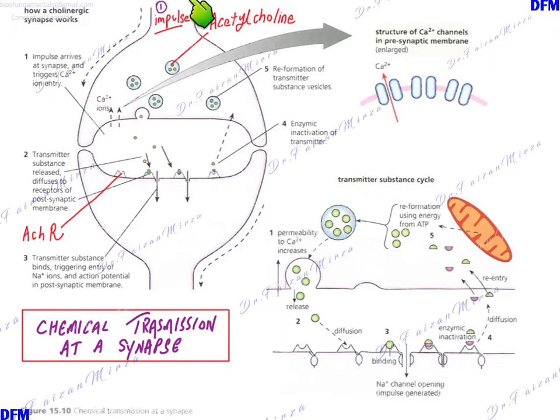Let's suppose this impulse arrives here. When the impulse arrives, the cell gets depolarized because of the entry of sodium. The entry of sodium then triggers the opening of these voltage-gated calcium channels. These allow calcium ions to enter. The entry of calcium ions then triggers the vesicles containing the neurotransmitter to undergo exocytosis. The energy from mitochondria is used. These vesicles fuse with the presynaptic membrane, and the acetylcholine molecules are released into the synaptic cleft.